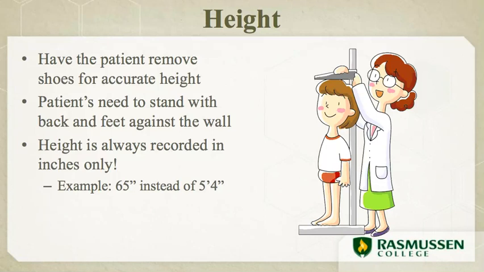Patients will stand with their heels, buttocks, and the back of their head touching the measuring stick or the wall. Then the L-shaped bar will be placed on top of their head, not the top of their hair. When recording height, you always want to make sure that it is in inches, not feet in inches. So instead of saying they're 5'4", we want to start saying that they're 64 inches. This becomes important when we start to calculate their body mass index down the road.